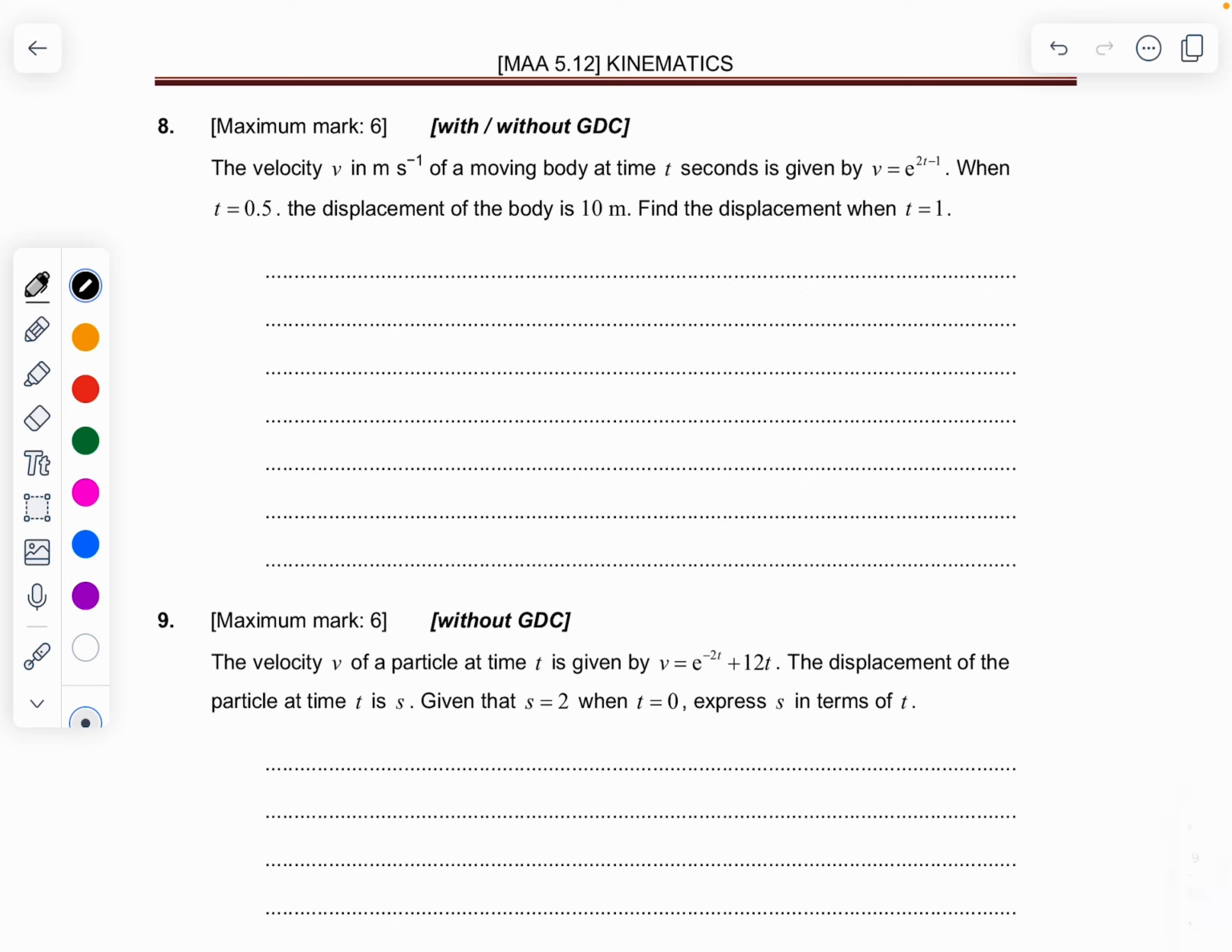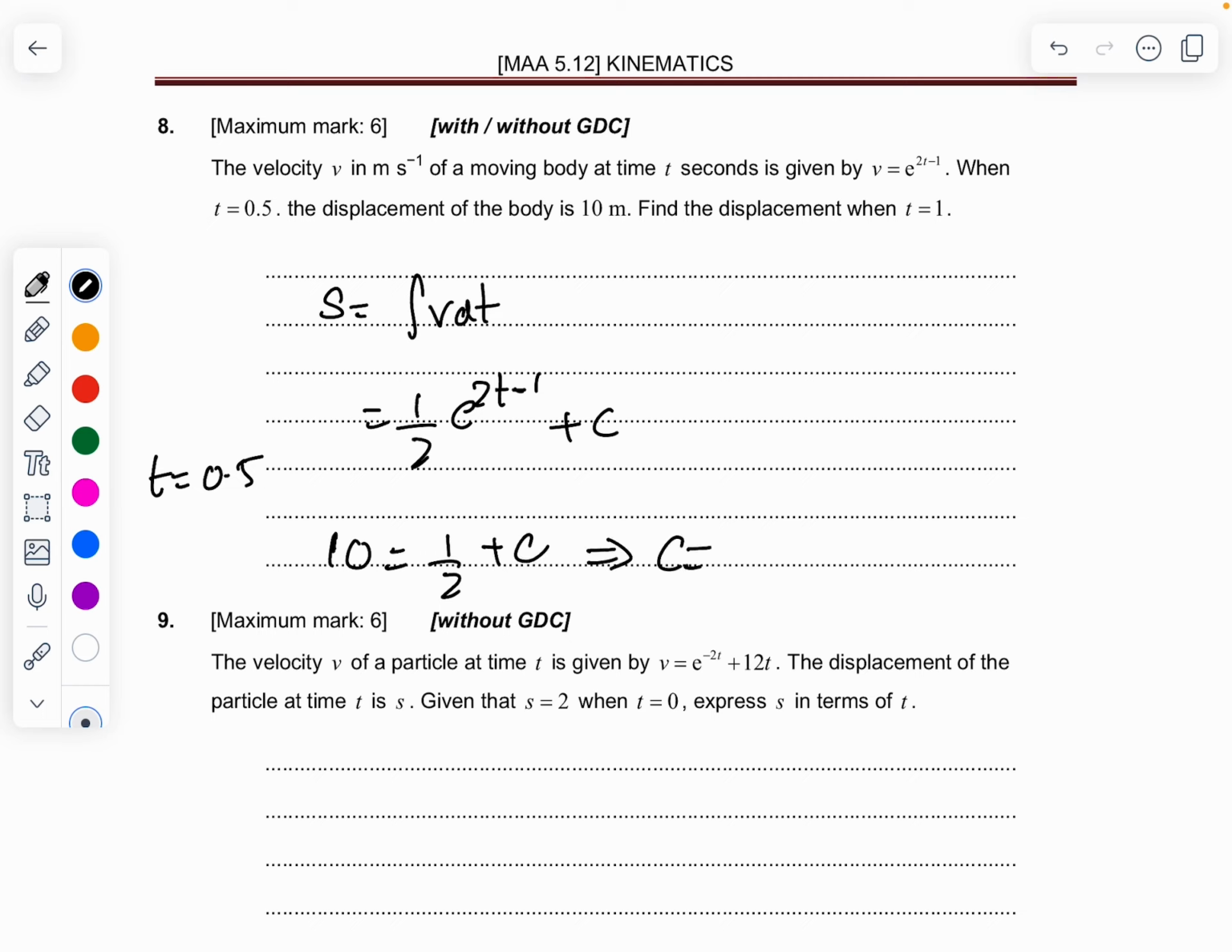Question number 8. The velocity v in meters per second of a moving body is given by this. When t equals 0.5, the displacement of the body is 10 meters. Find the displacement when t equals 1. So s equals the integral of v dt, which is 1 upon 2 e power 2t minus 1 plus c. Now at t equals 0.5, 10 equals 1 upon 2 plus c, which gives me c value as 9.5.